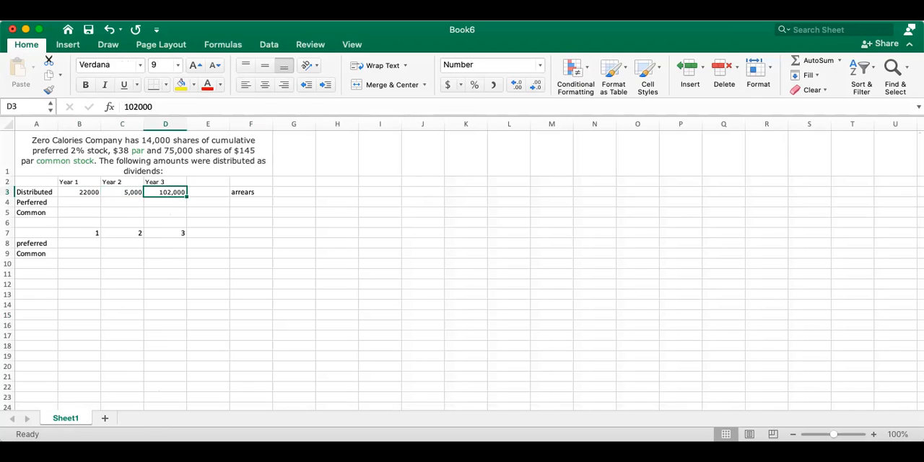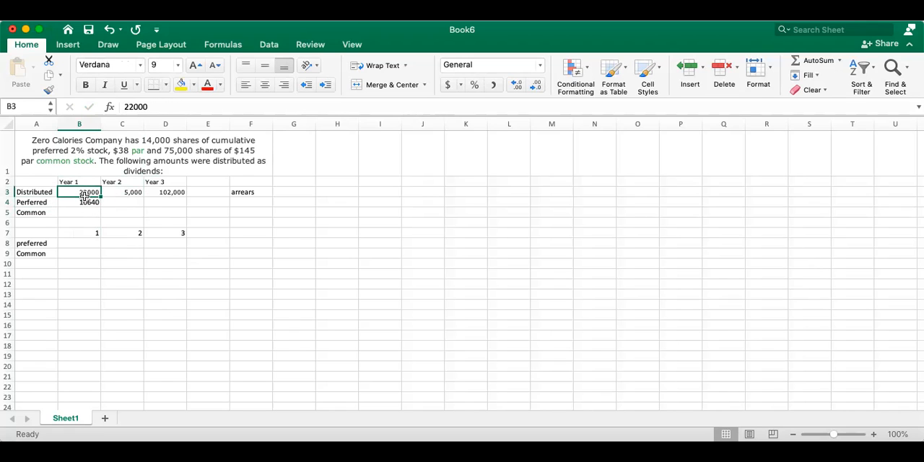So I kind of set this up. What we're trying to find out are these amounts down here, and to do that I've got to figure out a table. For this, I'm going to take our 14,000 shares, multiply that times that 2%, so 0.02, and that amount times our $38 value. We'll get 10,640.